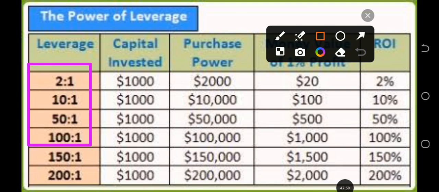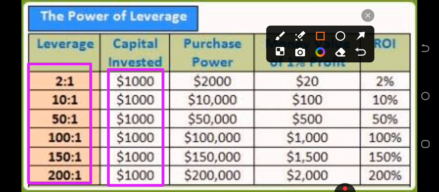We have 2:1, 10:1, 50:1, 100:1, 150:1, 200:1. That is the leverage that brokers are offering. For example, let's say you only have 1,000 in your account. Let's say you are working with a broker that is offering 2:1 leverage. That means your 1,000, the broker is willing to multiply it by 2. Then you now have a purchasing power of 2,000.